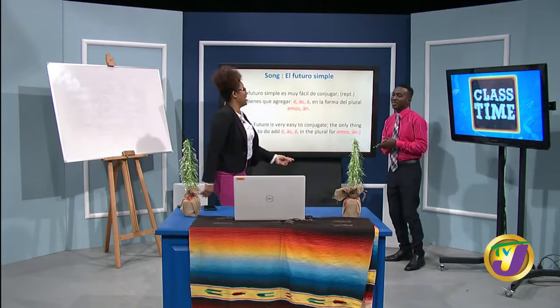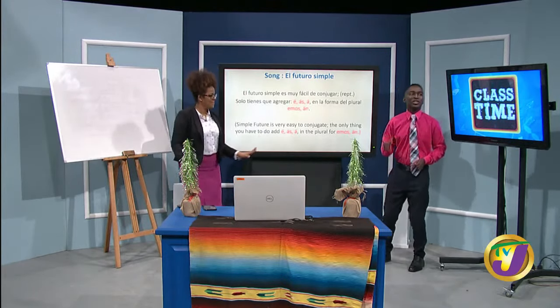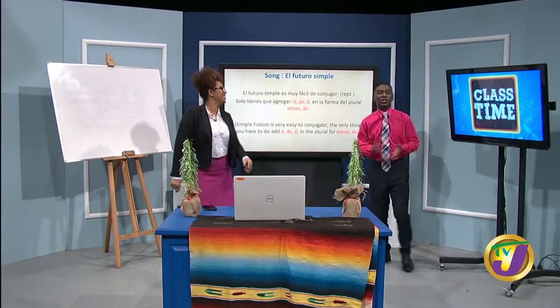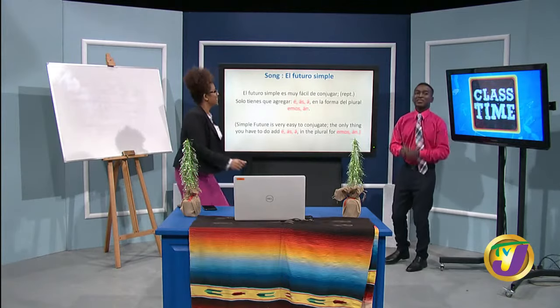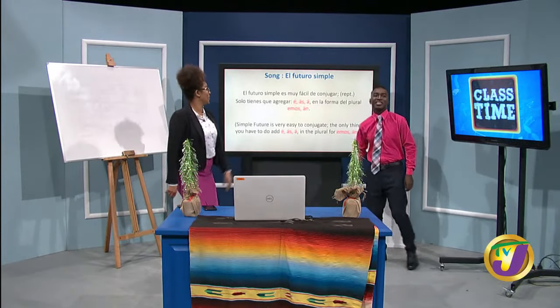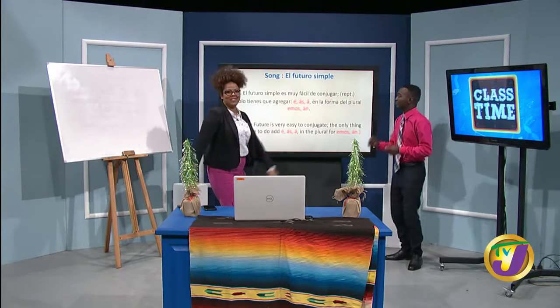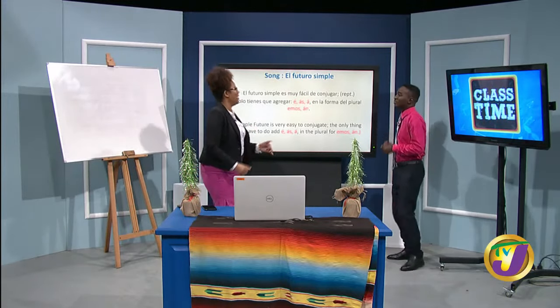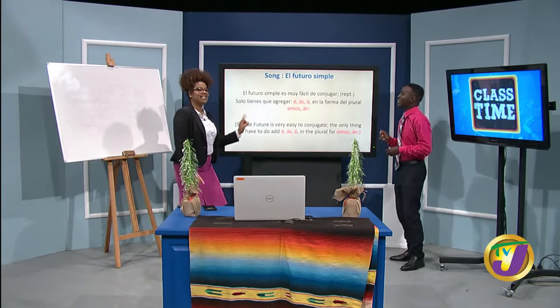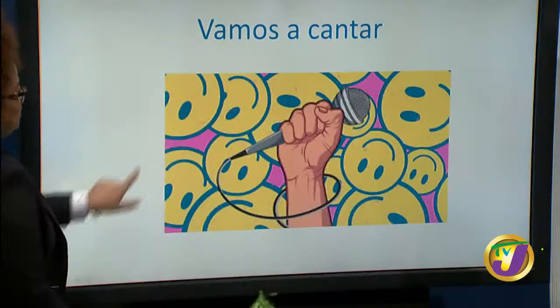Muy bien, estudiantes. Entonces, nosotros vamos a cantar juntos. Bueno, vamos. Después de tres. Uno, dos y tres. El futuro simple es fácil de conjugar. Conjugar. El futuro simple es muy fácil de conjugar. Conjugar. Solo tienes que agregar e, as, a, emos, an en la forma de plural.